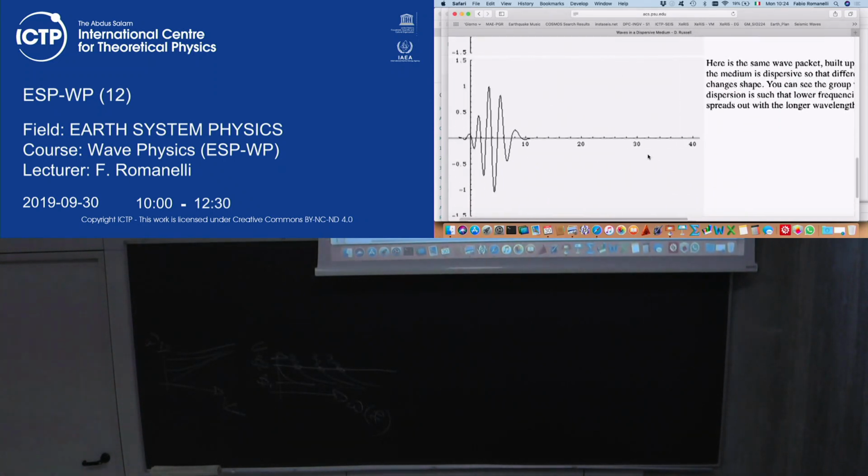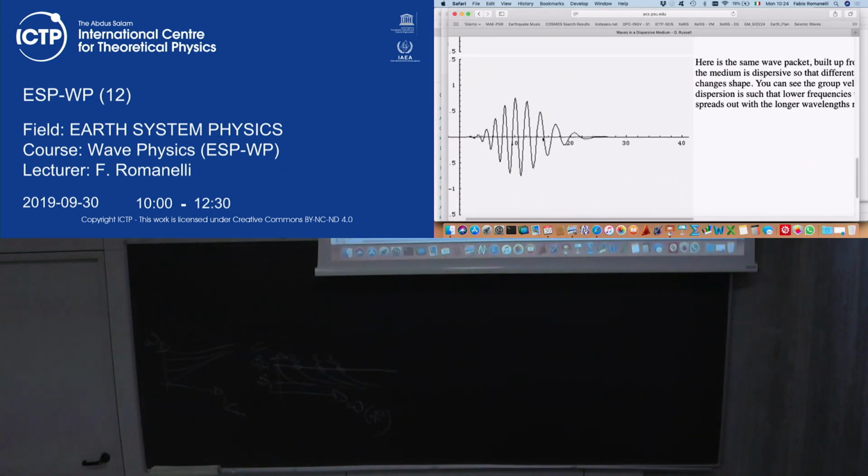Let me start again. Look here. Longer periods are traveling faster. Shorter periods are slower. What is the result? The wave packet is stretched. In optics, but also in seismology, though the word comes from optics, we speak about normal dispersion. What is normal dispersion? When longer periods are traveling faster than shorter ones.